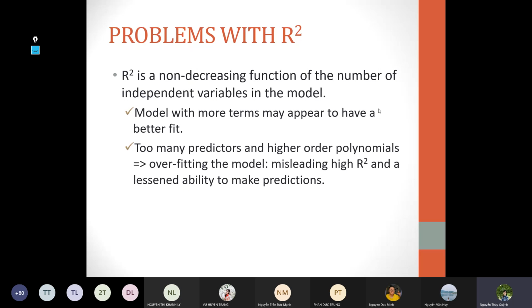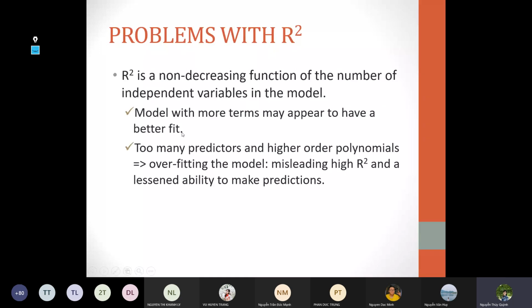If we use R-square as the criterion to answer that question, there will be a problem with R-square, because as long as you add one more independent variable into the model, R-square will increase, and it will make us feel better about the model. But in fact, it may not, if the new variable that we add into the model does not have an effect on the dependent variable. So that is the problem with R-square.